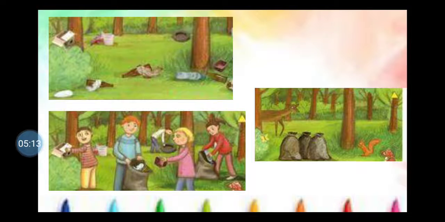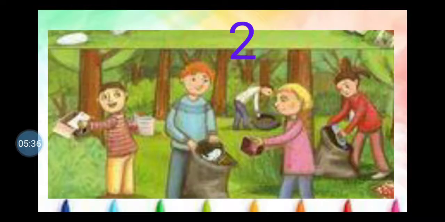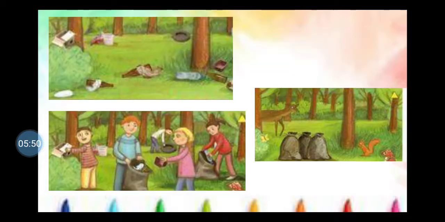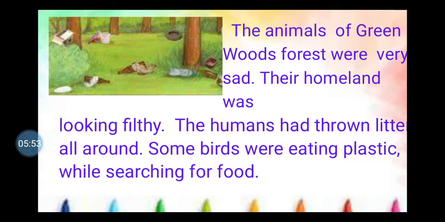Now observe the picture and study what is happening. Okay, I hope you have done your observations. Okay, fine. Now let us take one picture at a time. The first picture, what do you notice? There's a forest, okay, and there is litter all around. In the second picture, some children are clearing the place, and in the third picture, the forest is clean once again, right? Now let us jot down the points for each of the pictures.